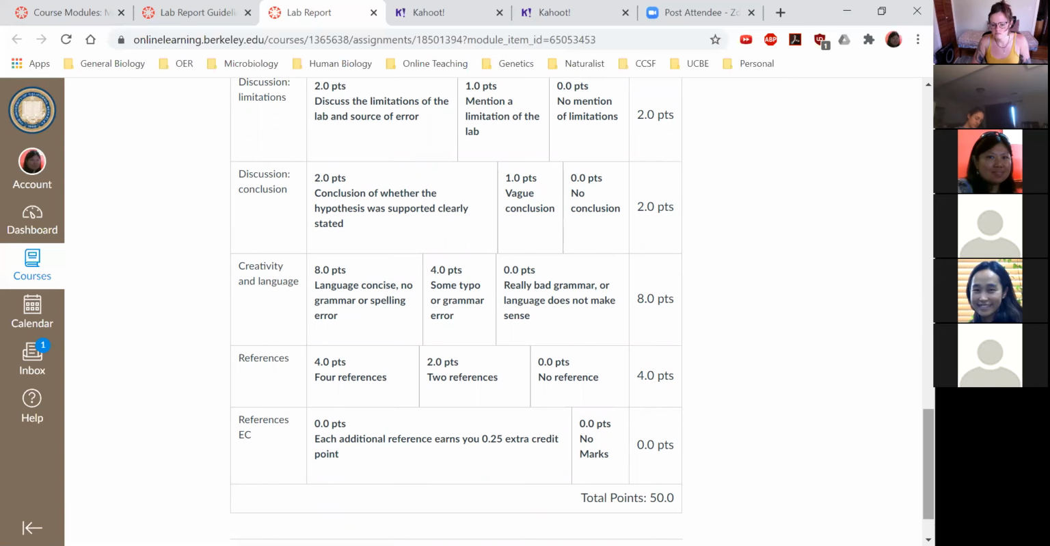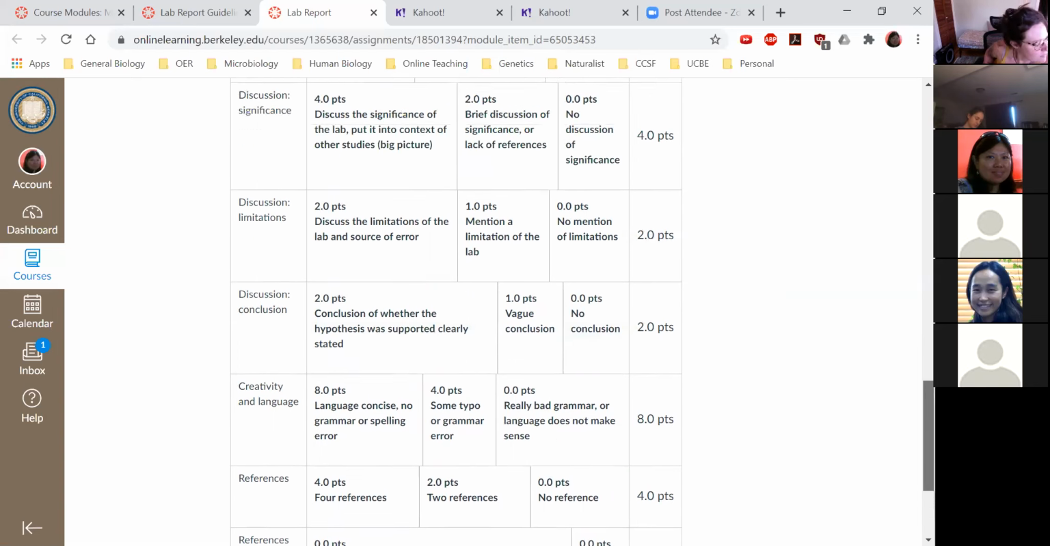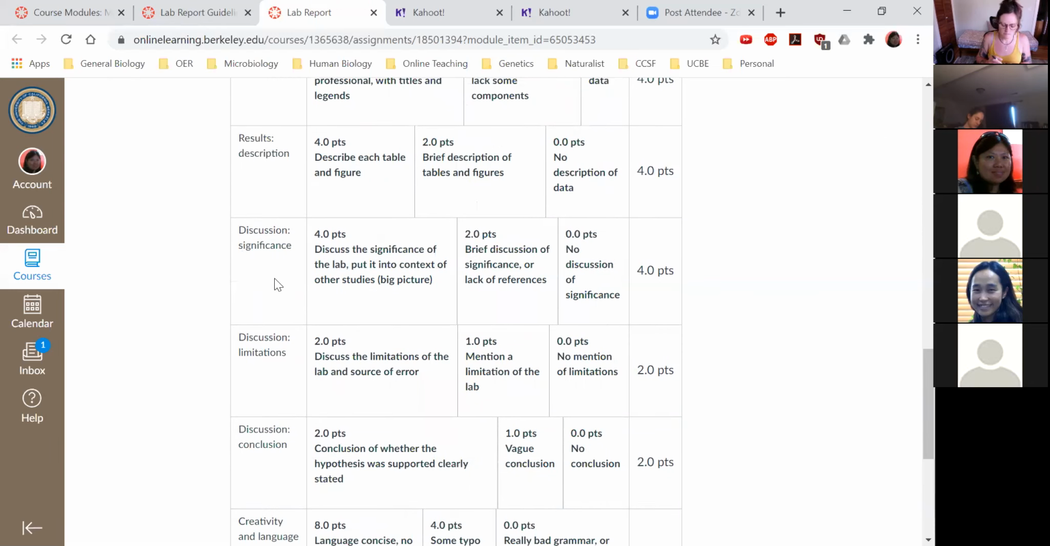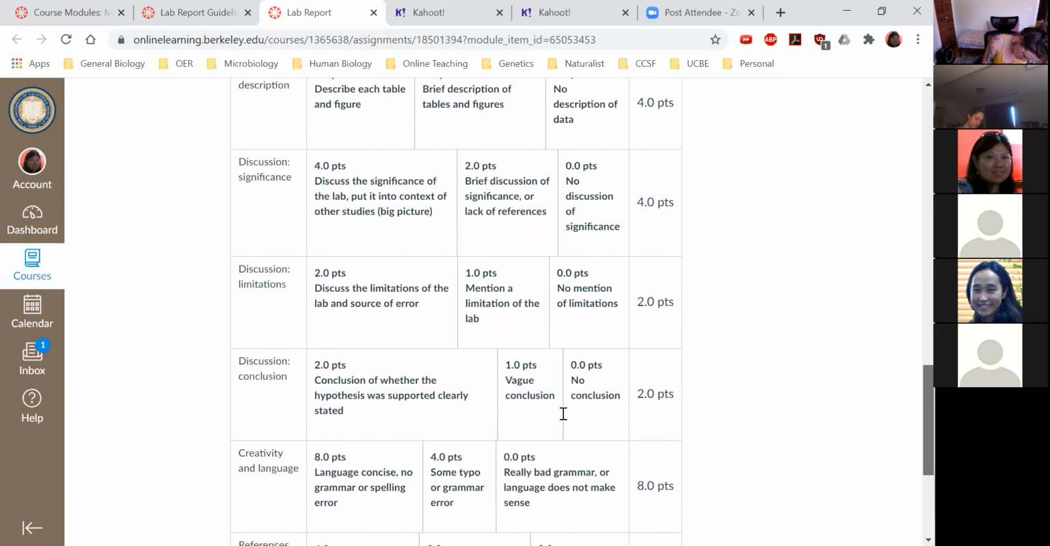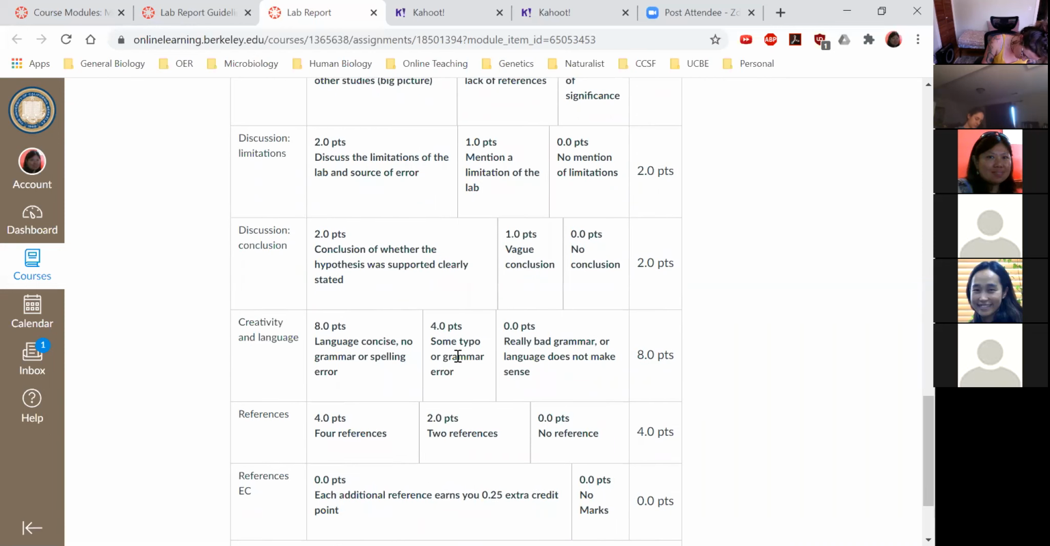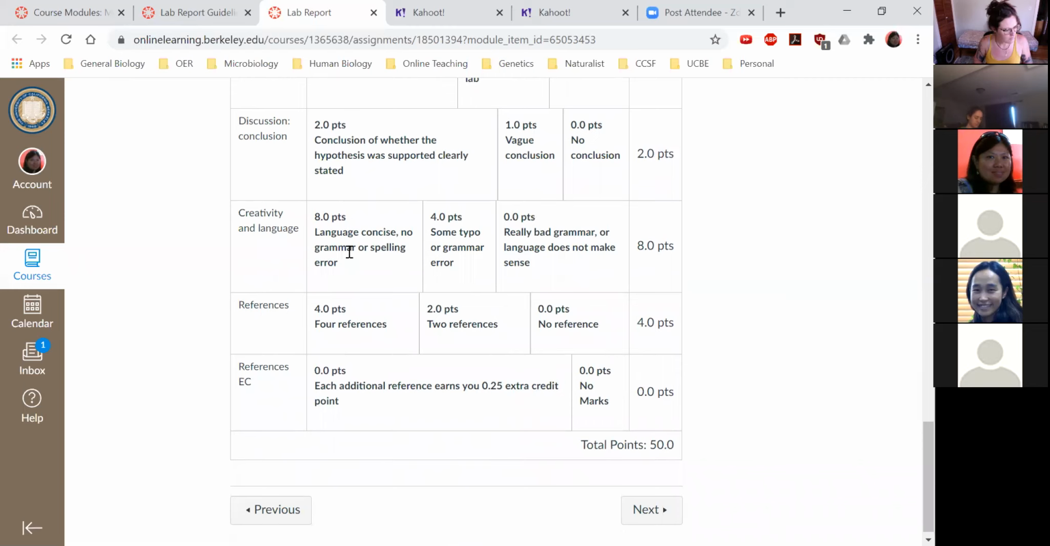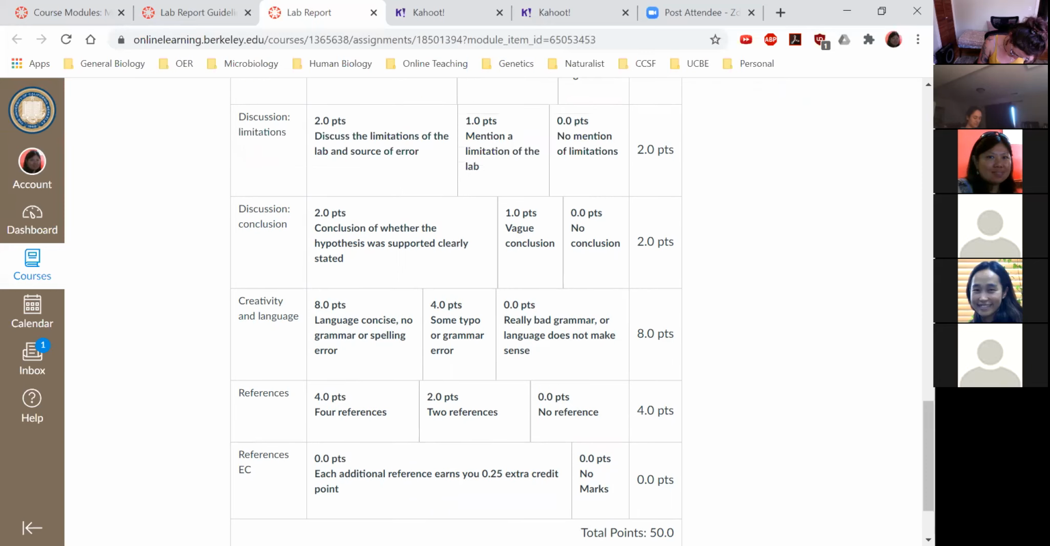And one more thing. In addition to all the different parts, results, discussion, and so on, there's also one category about creativity. This is where things like typos or grammar errors can cost you, so also make sure your language is fairly concise, and make sure there are no errors. And in general, 4 references is required, and if people use more than 4 references, I do have a tendency to give some extra credit. Yeah, so that's the lab report.